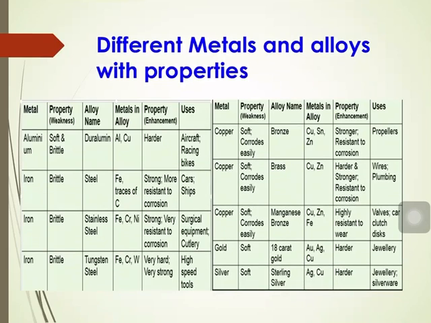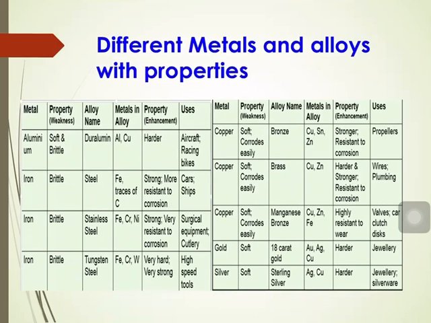You can see from this table, aluminium is soft and brittle, so the alloy named duralumin is made. The metals in the alloy are two, aluminium and copper. The property became harder. When it was aluminium, the property was soft, but when we added some amount of copper to it, the property improved and it became hard. And now it is used for aircraft, racing bikes, etc.